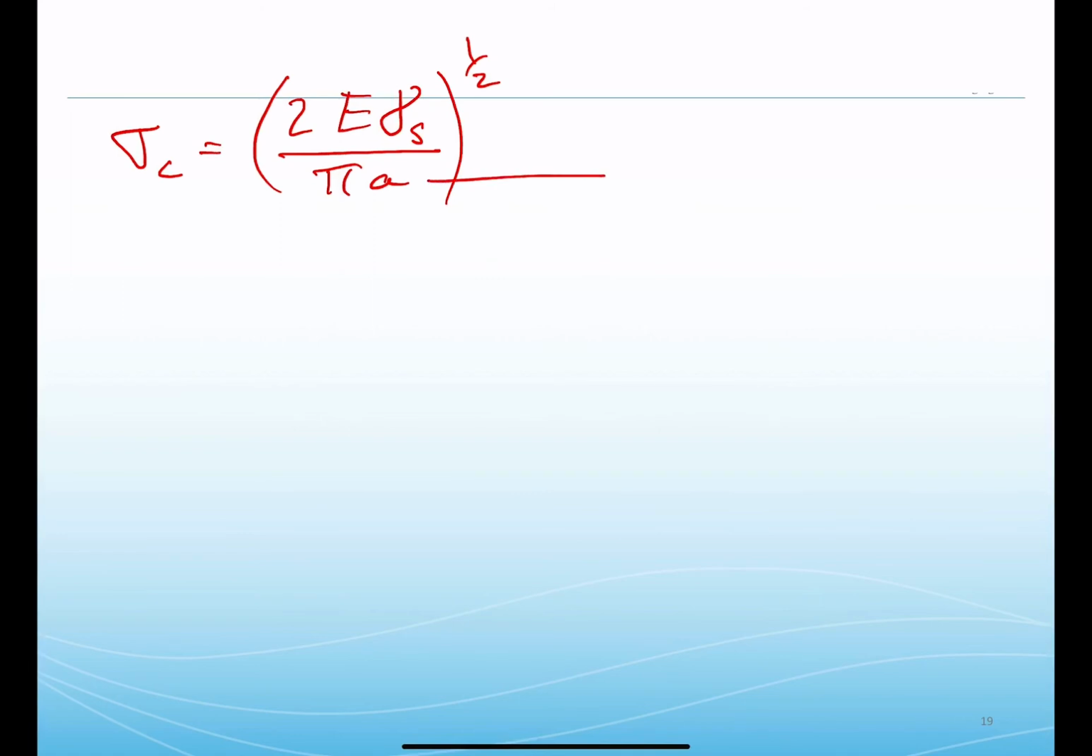Okay, so we saw that sigma sub c, the stress to propagate a crack in a brittle material, was equal to 2 times the modulus times the surface energy, all divided through by pi times the length of that surface feature, raised to the power of a half. And so we are asking about the ultimate length of the surface feature. So what we want to do is solve for A.